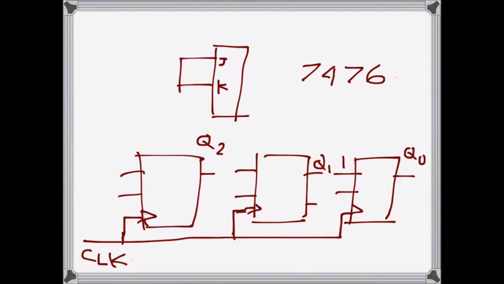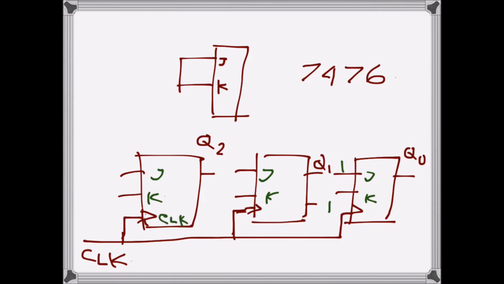So we are just labeling. Maybe I will use a different color. So 1, 1. Both J and K are 1 here. J and K, I didn't label that. So J and K, and this is of course clock.